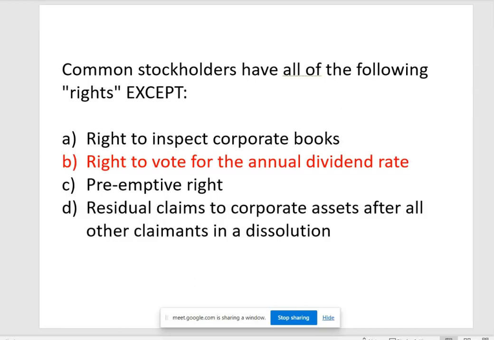And yes, you do have the right to residual claim after all the other claimants, which is a fancy way of saying you're last in line as a common stockholder if there's a bankruptcy liquidation. Because first they have to pay off all their debts, and then if there's money left over, they pay it to preferred stockholders. And if there's money left over after that, and don't hold your breath, then it goes to common stockholders.